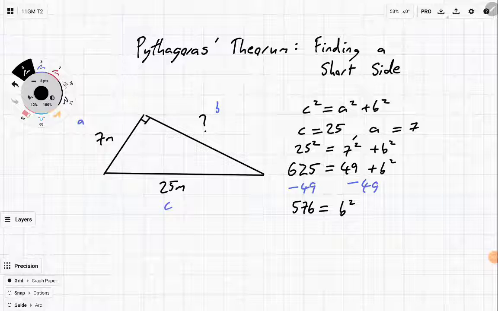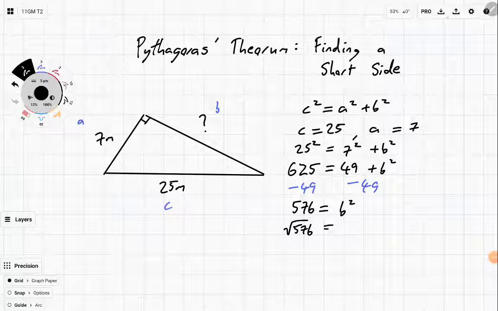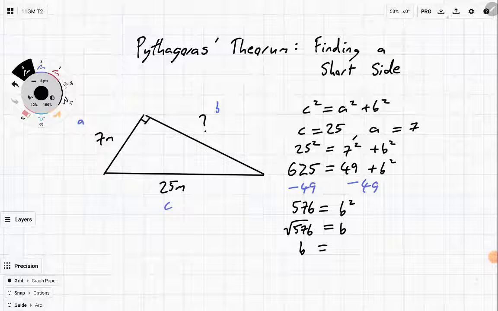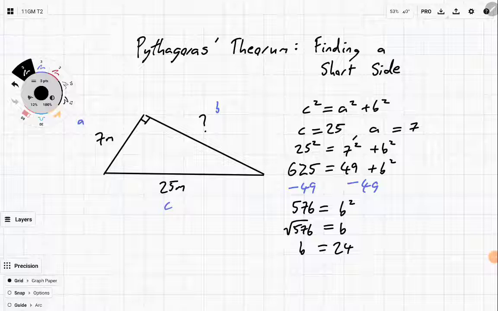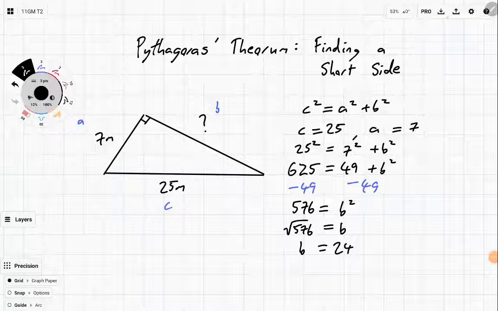And once again, the opposite of squaring is the square root, and so we're going to get the square root of 576 is equal to B. Therefore, B is equal to 24. So, with a little bit of algebra, we can now find a short side. Let's look at one more example.